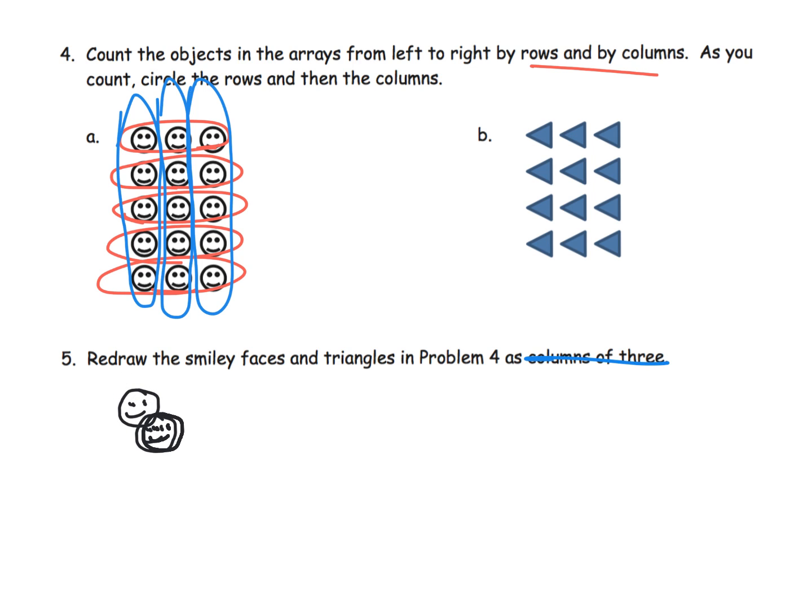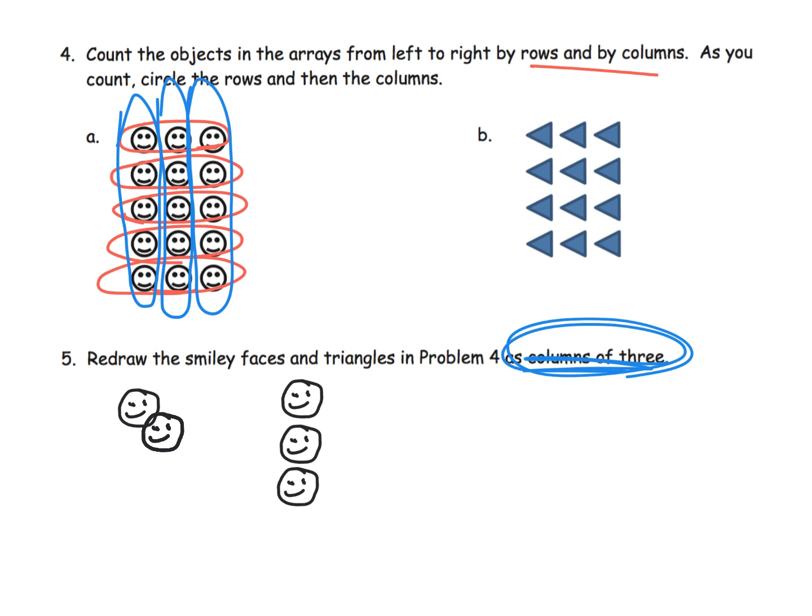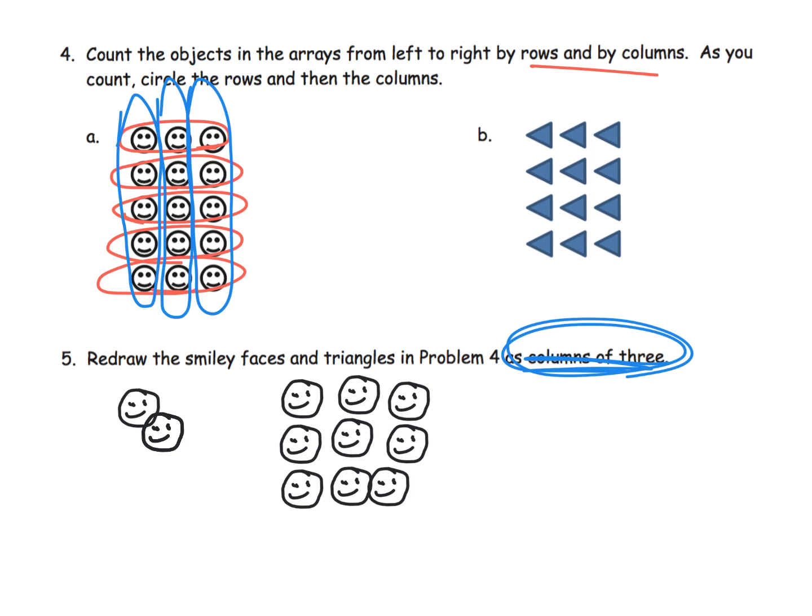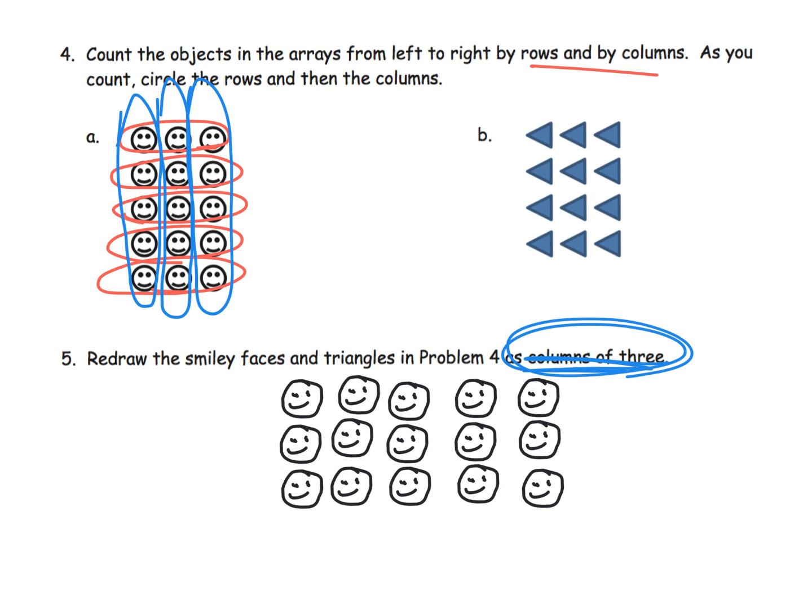So we've got our 15 smiley faces here, and they want us to put them in columns of 3. All right, so we're going to do that. So that 1, 2, 3, there's 1 column of 3. 1, 2, 3, 1, 2, 3, 1, 2, 3, 1, 2, 3. And then now you can see that we have columns of 3, and we have 5 columns. And in each column, there are 3 smiley faces.